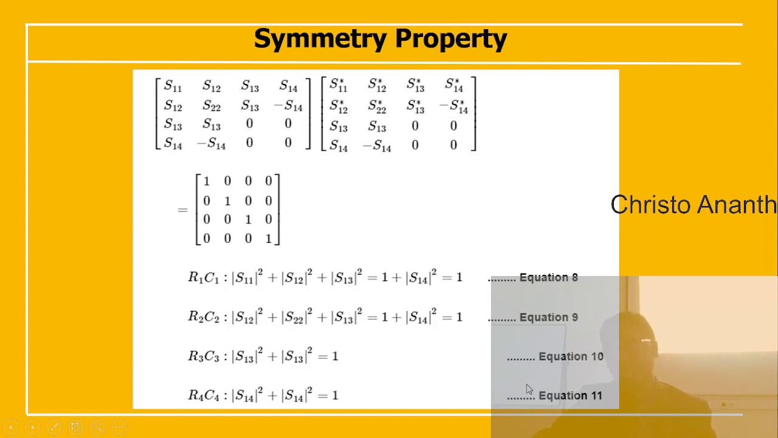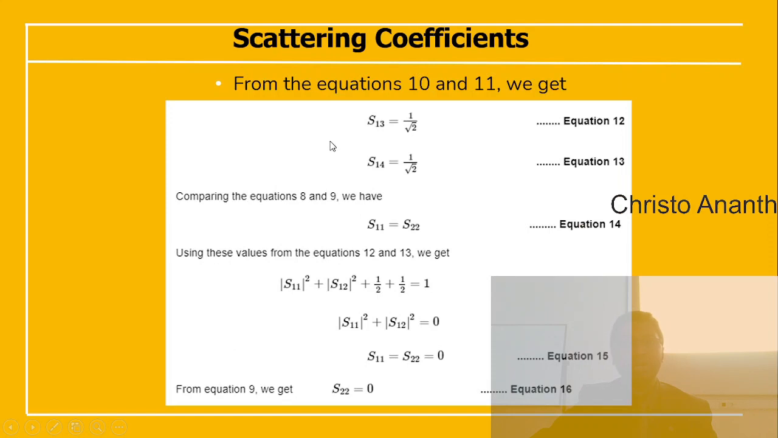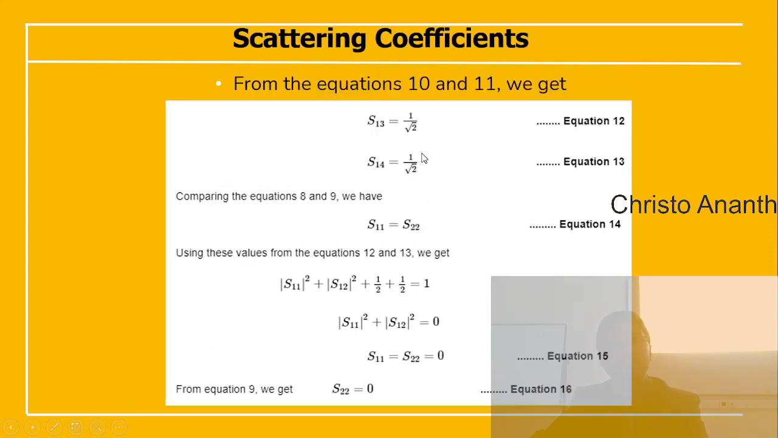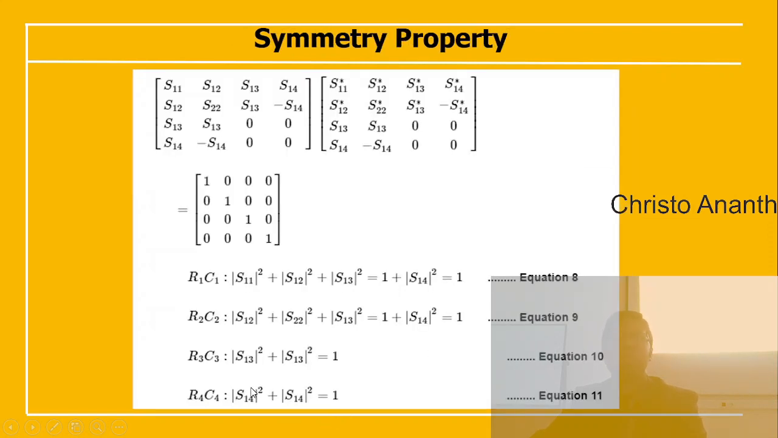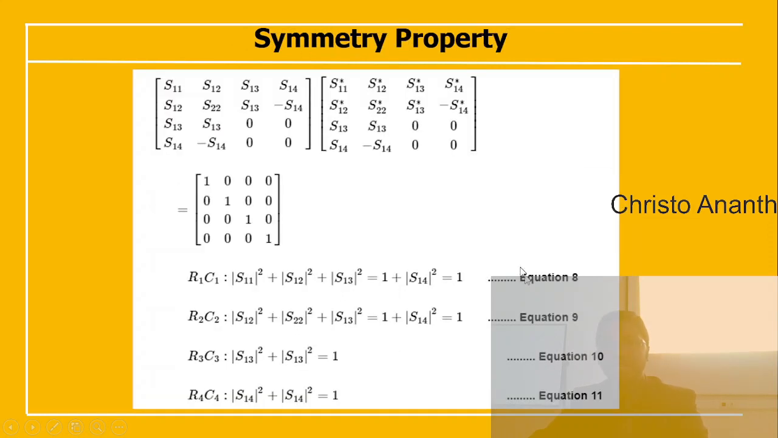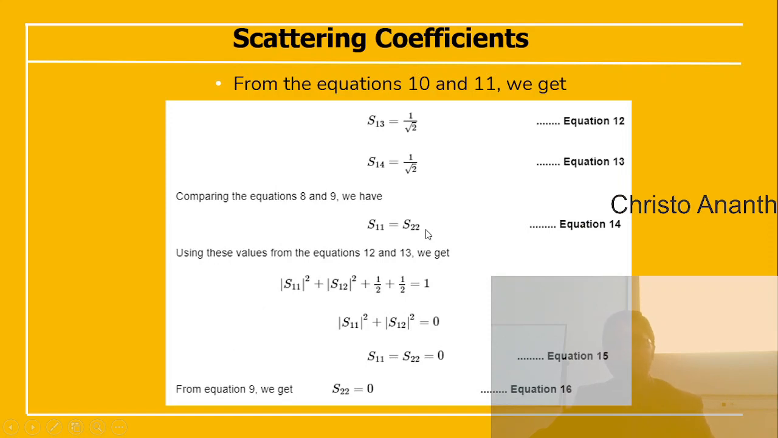So we have defined equations 8, 9, 10 and 11. From equations 10 and 11, we can find 2 S13 square equal to 1, so S13 is equal to 1 by root 2. Similarly, 2 S14 the whole square is equal to 1, so S14 is equal to 1 by root 2. Comparing these equations, both are similar, so S11 is the same as S22. You can substitute all these values.